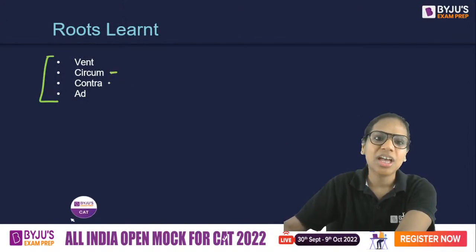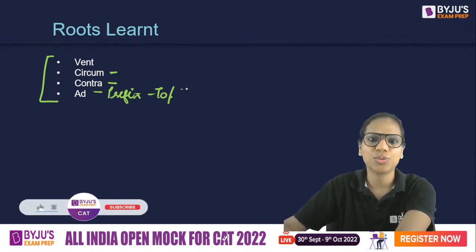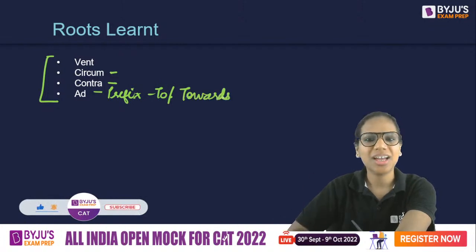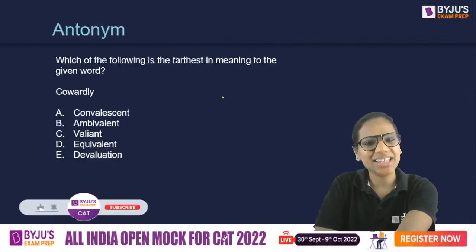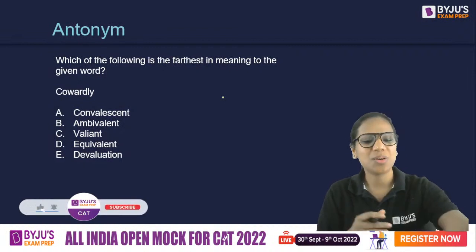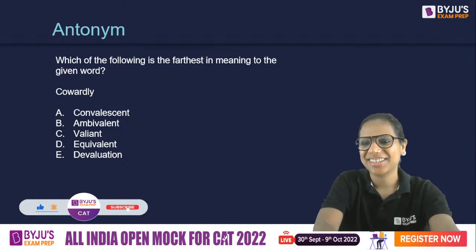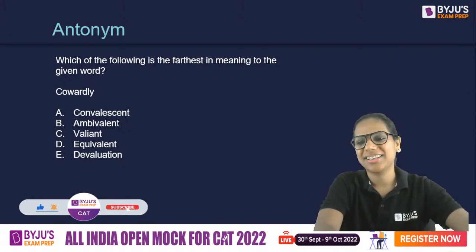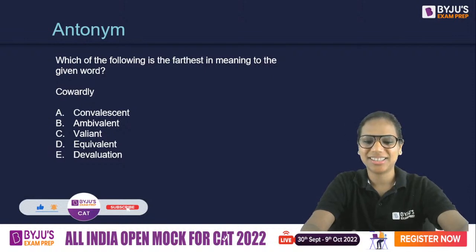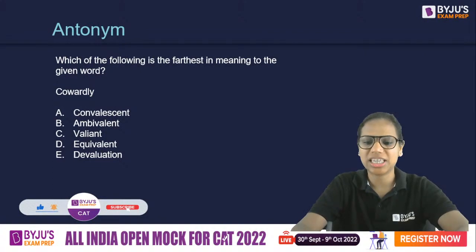Circum means around. Contra is against. Ad is a prefix that means to or towards. To or towards. Right? Okay. Let's see another antonym question. Cowardly. You have to give me its antonym. A very easy question in terms of the answer. Alright, let's see what you say. Farthest in meaning to the given word. Another way of asking an antonym question.